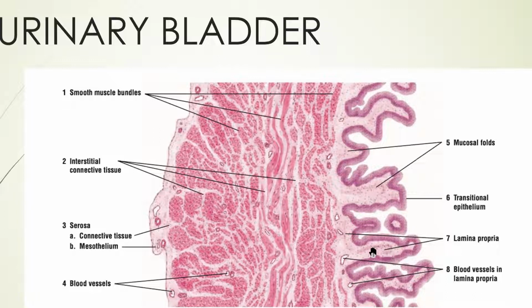We have a very discontinuous muscularis mucosa here. Then you can see thick layers of muscles. The inner and outer layers are longitudinal, and the middle layer is circular. All of these muscle layers together are called detrusor muscle. And after that, you have tunica serosa, connective tissue with a covering of mesothelium outside.